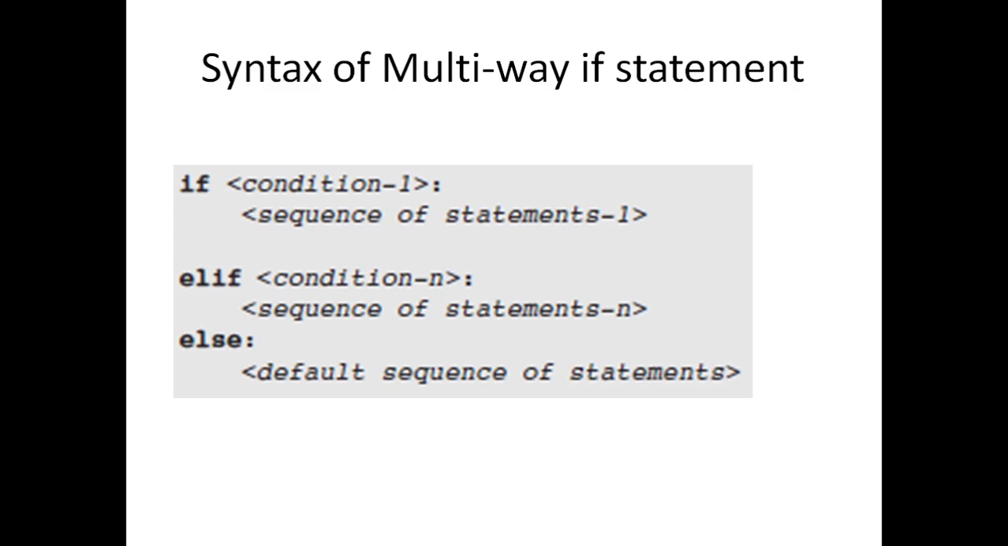So this is the syntax of a multi-way if statement. If condition 1 is true, then this sequence of statements will be executed. Elif another condition is there, this set of statements will be executed. We can include any number of elif statements, and finally there will be an else statement with a default sequence of statements that can be executed. So if we have to check more than two conditions, we have to use this multi-way if statement.